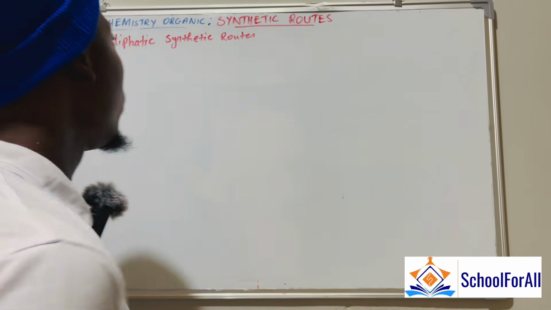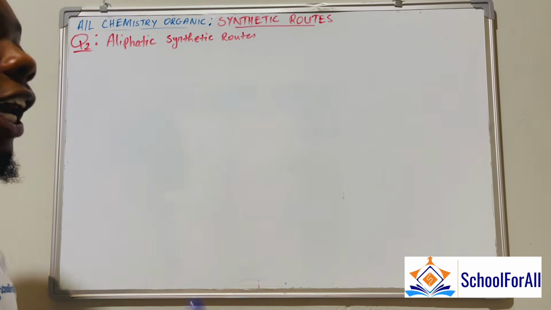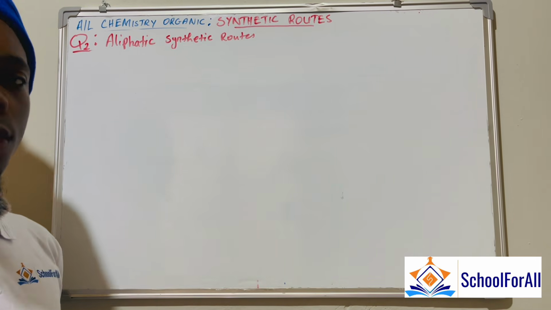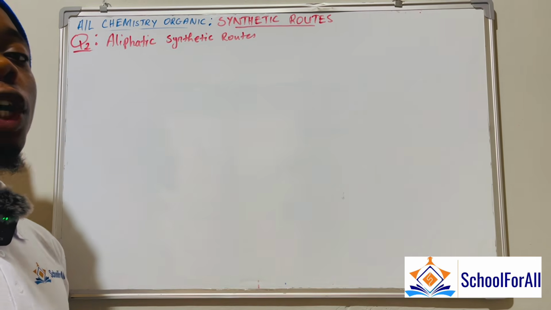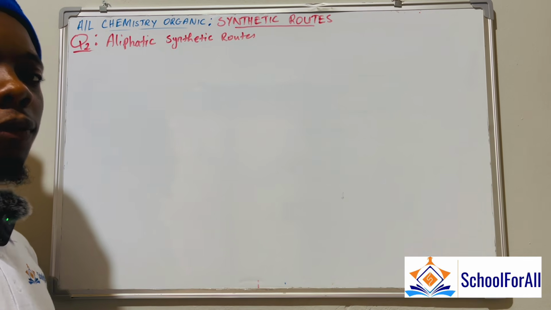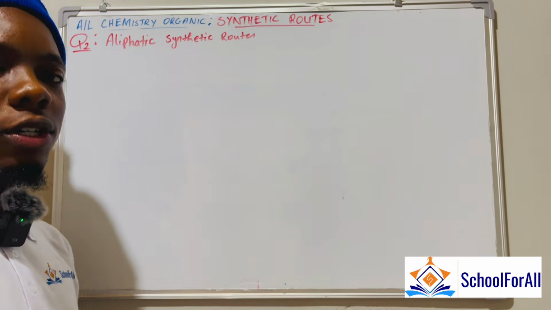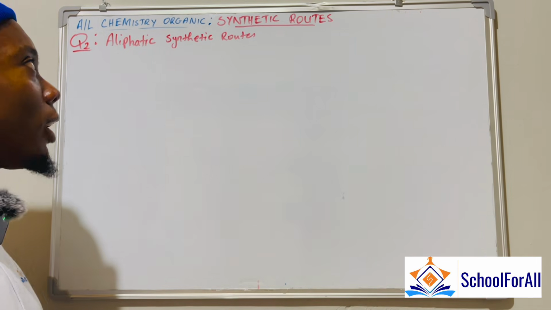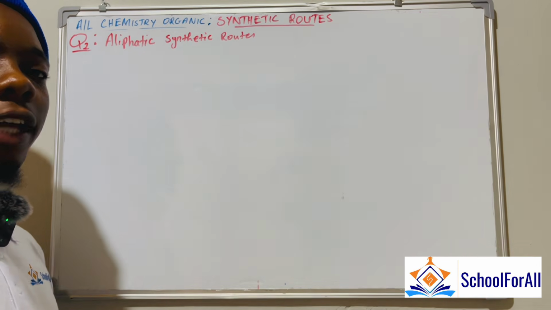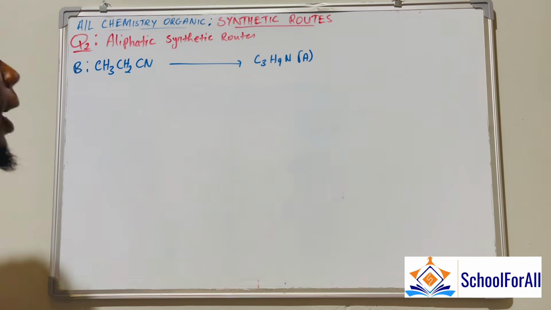Now we go to our second question, which also has to do with aliphatic synthetic routes. We are now dealing with nitrogenous compounds. The first form of synthetic route was talking about alkenes, alcohols, and haloalkanes. Now we have another group of synthetic routes which links nitrogenous compounds.